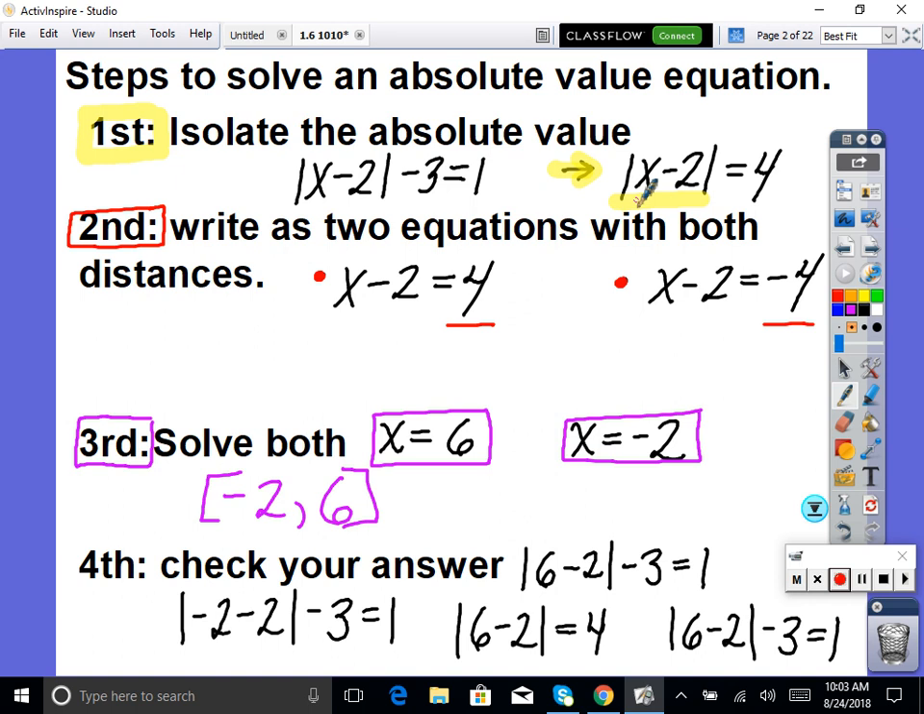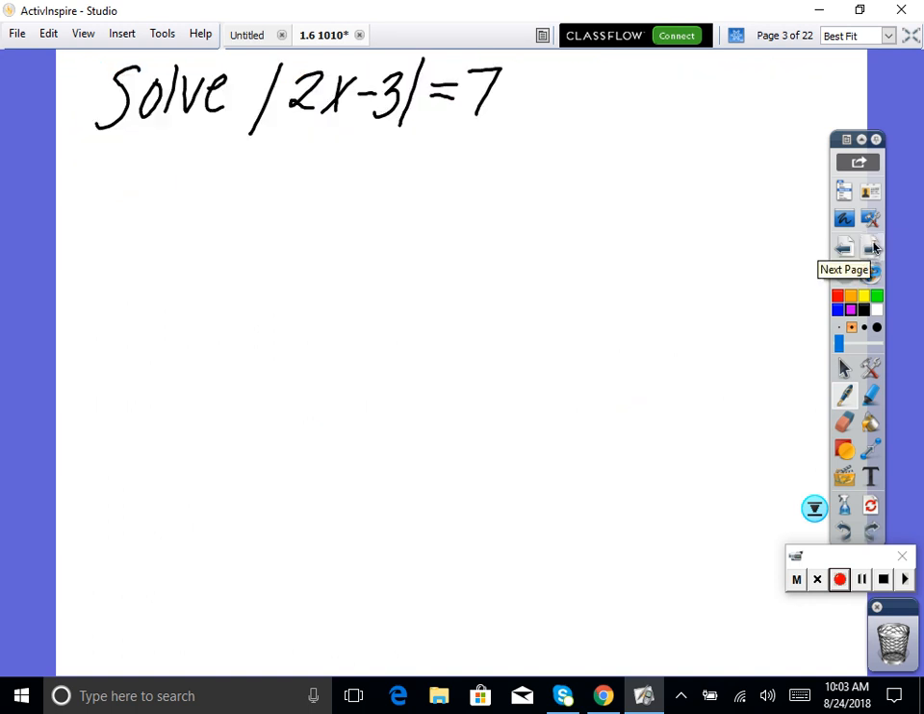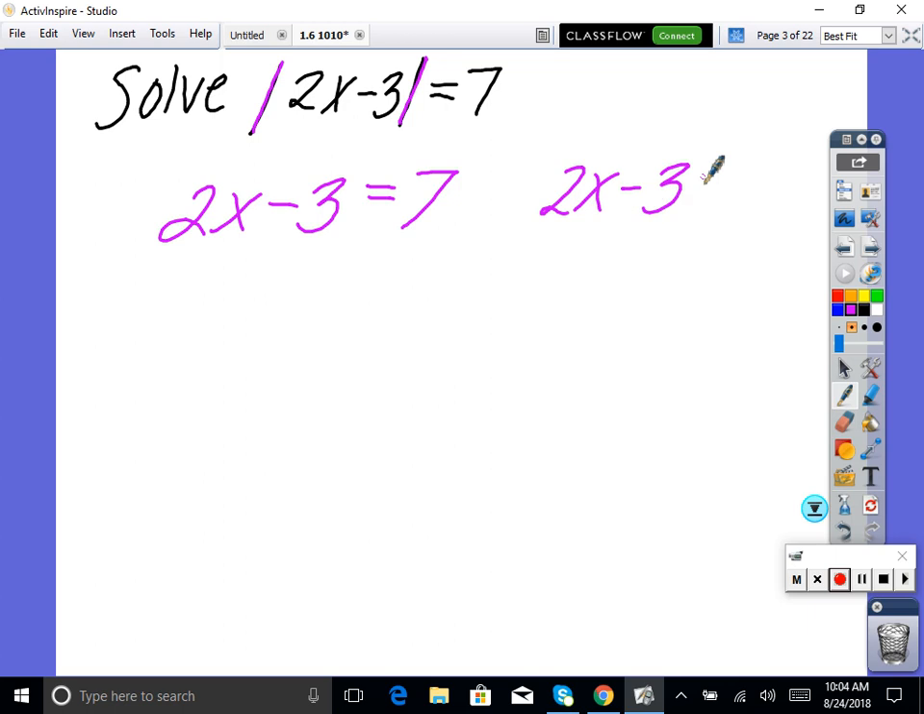Okay, let's do another one. Here we go. So solve. You say, okay, I need to first isolate the absolute value. Done. Then you say, okay, this really means we have a distance of 7. So we have it in the positive 7 direction and the negative 7 direction. So you'll set your 2 equations up: 2x minus 3 equals positive 7, and 2x minus 3 equals -7.